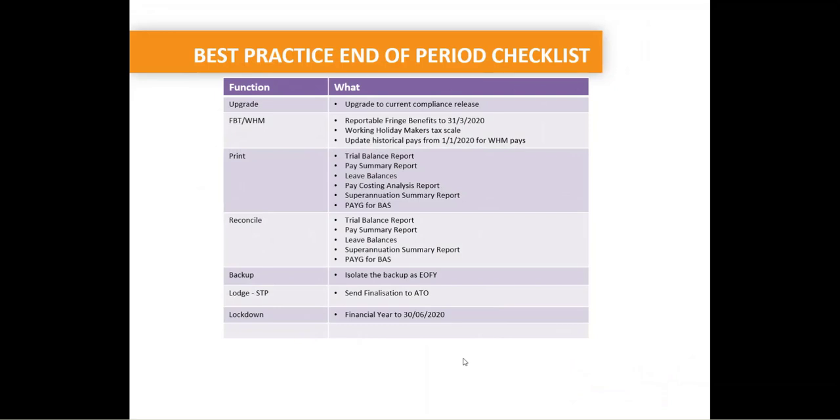This is a bit of a list of the key things to remember when you're doing end of month or end of financial year, and go through the various steps. Now, this lockdown at the end is not necessarily important. It's just a date to stop people getting into the payroll who are not allowed to, or stopping them from doing transactions, I guess is the better way of doing it. And that can be removed and put back at any time.